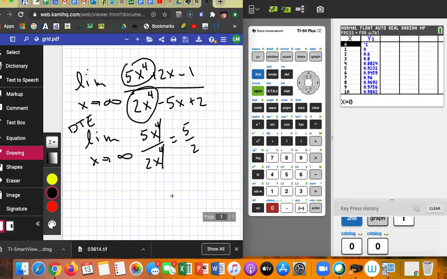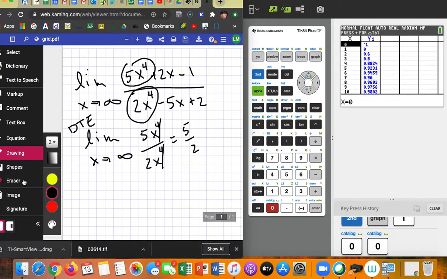So that's what's happening as it's approaching positive infinity. It's going to 5/2. Now if I change this and put a negative infinity, same thing would be happening with this situation. All right, let's look at another example.